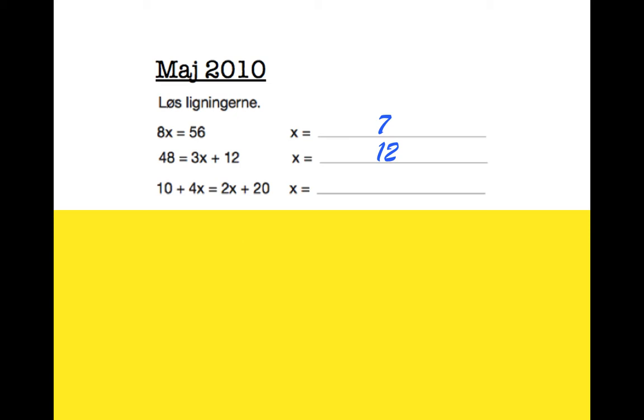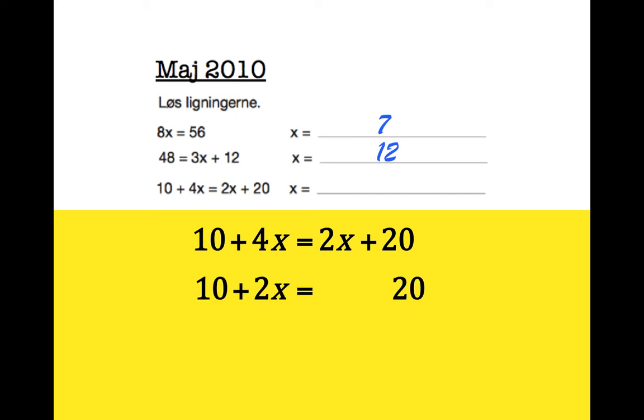The next one is a bit trickier because we've got x's on both sides. We've got 10 plus 4x equals 2x plus 20. We'd like there to only be x's on one side, so we want to take away as much x as we possibly can from both sides. So we've got 4x's on the left and 2x's on the right, so the most x that we can take away from both sides is 2x. So we take away 2x from both sides, and we get 10 plus 2x equals 20.